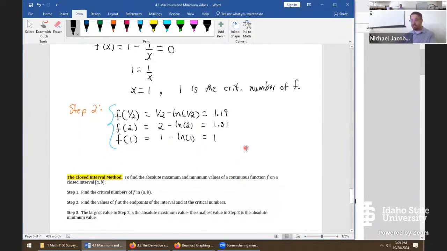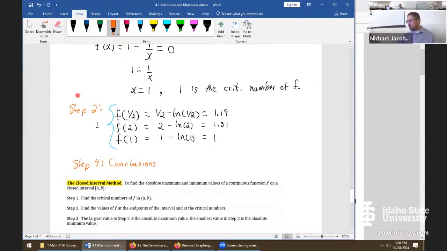This is really all we need now. So here's our step 4. Let's call step 4 conclusions, since that's effectively what it is. Or excuse me, I skipped a step, didn't I? That would have been step 3. Sorry, I guess counting is a little bit hard today. So step 3 says the largest value that we made in step 2 is the absolute maximum. So let's see. That would have been this. And the smallest value is the absolute minimum. So absolute minimum is this one.